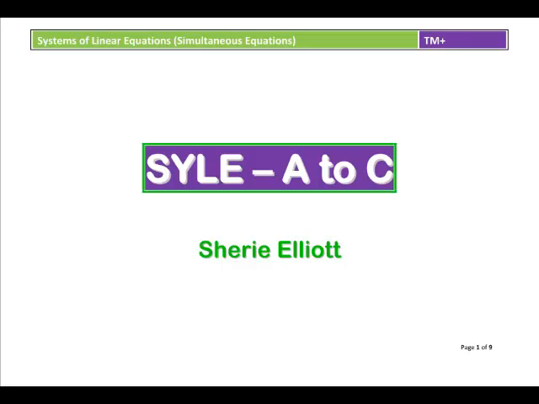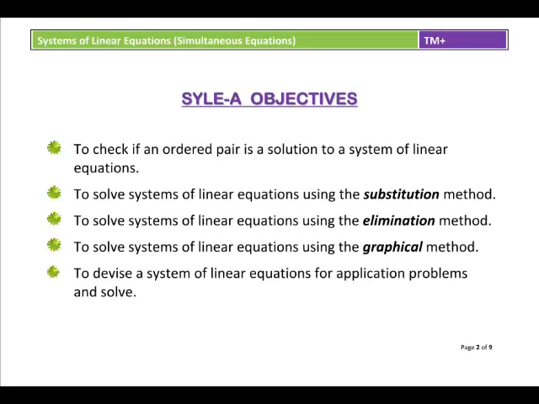This is the first video for the Solving Linear Equations module of Transition Maths Plus. In this video we're going to look at sections A to C. The objectives of this module are to check if an ordered pair is a solution to a system of linear equations, to solve systems of linear equations using the substitution method, to solve systems of linear equations using the elimination method, and to solve systems of linear equations using the graphical method.